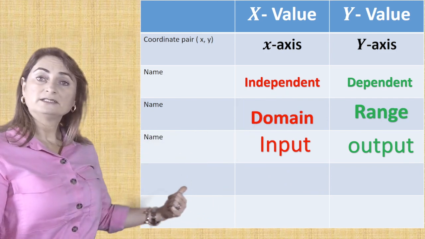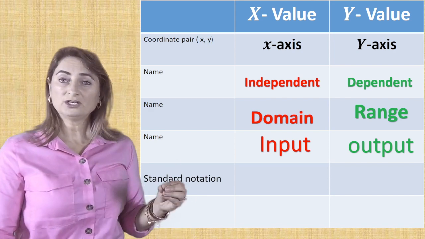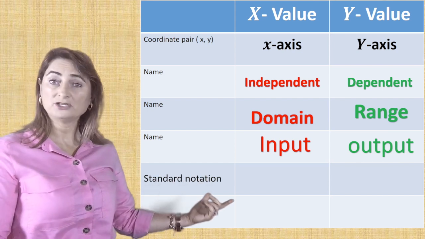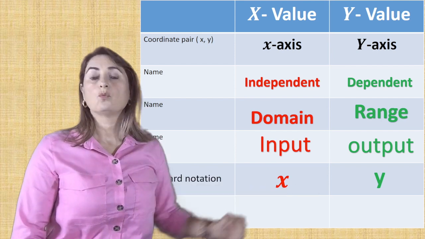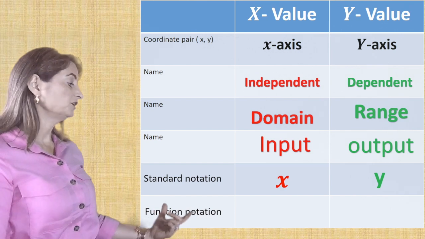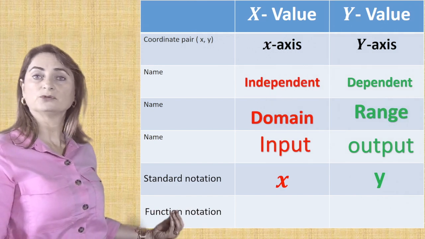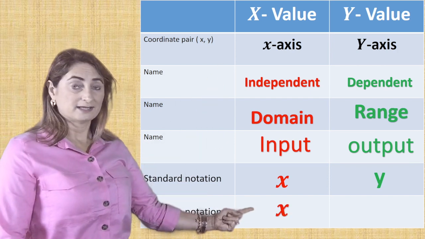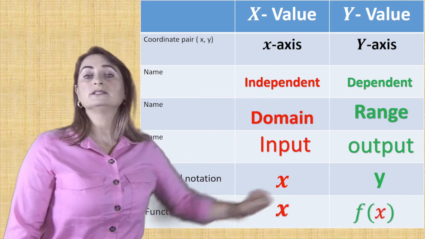Now let's talk about standard notation. That's something new. The word notation means you're writing notes. So how do you write the x value in standard notation? It's just the letter x. And the y value is just the letter y. For today's lesson, we will talk about something called function notation. How do you write the x value and the y value in function notation? The x value will stay as x, but the y value will be f in parentheses x.